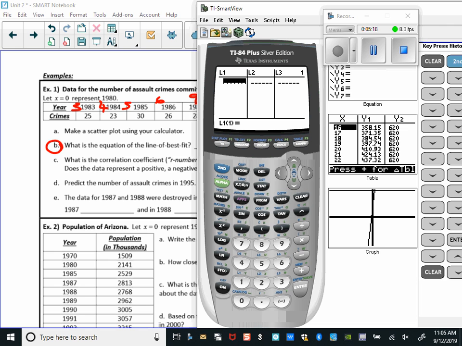If you reset your calculator in the beginning, will it reset all of that? It'll have all of this clear, but your diagnostics will not be turned on. So you have to always turn on your diagnostics.